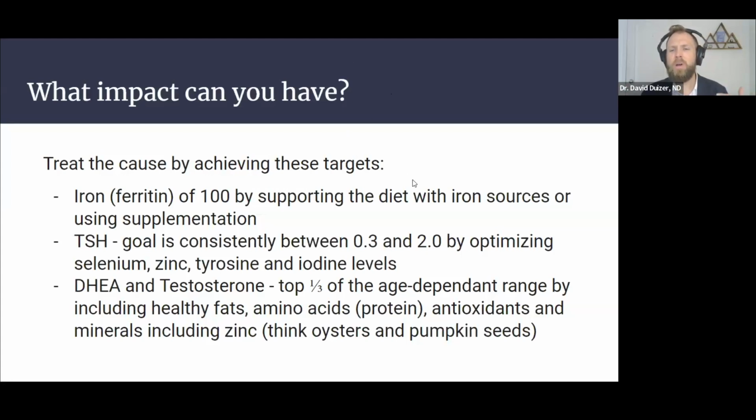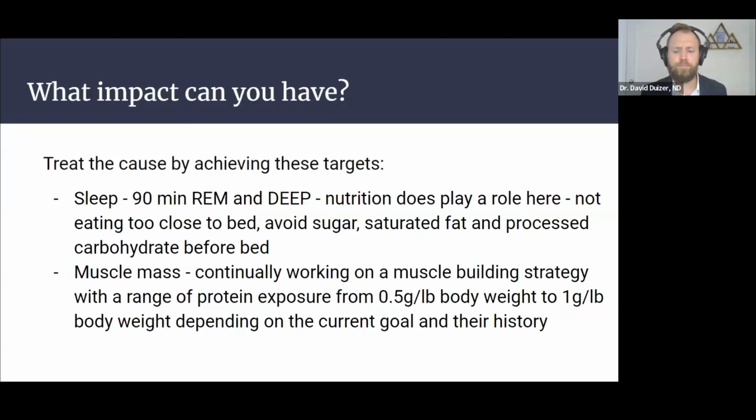DHEA and testosterone. We want to be in the top 1/3 of the age-dependent range for our hormones so that we can say that we're encroaching on that decade younger hormonal place. Because remember, people who are a decade younger have a better metabolism. So we want to try to get there through healthy, non-medicated lifestyle actions. Think about the zinc support, amino acid support, healthy fats to make hormones. These are all strategies that we can use through nutrition.